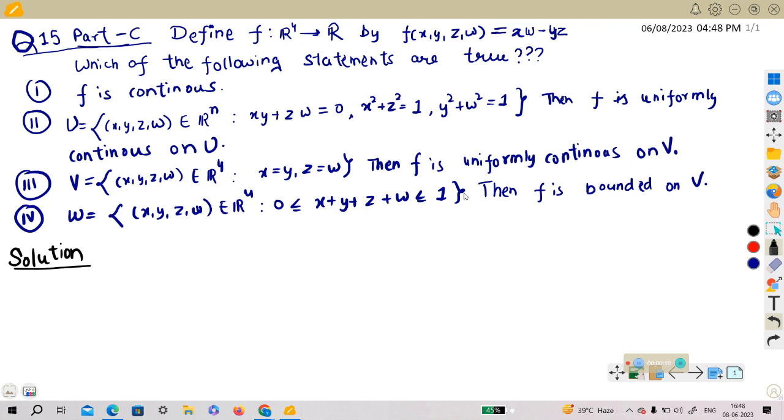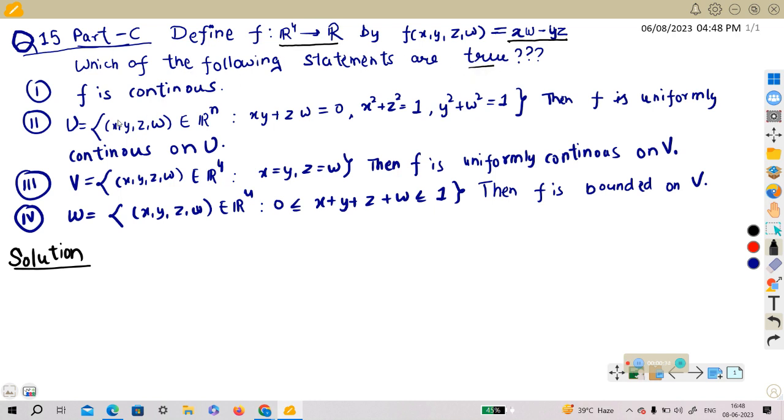Alright, this is a question from part C of CSIR 2023 question paper. And the question says this: f from R4 to R is a mapping, which is given by f(x, y, z, w) is equal to xw minus yz. We are asked about which of the following statements are true.